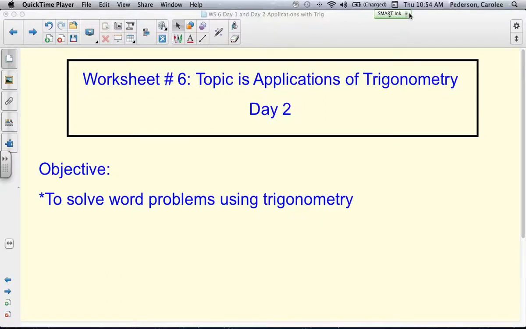This is worksheet number 6, day 2. The topic is applications of trig. The problems that we did yesterday, the figures were already drawn for you in the assignment and on the lesson. Now we're going to try to help create those right triangles and then use trigonometry.